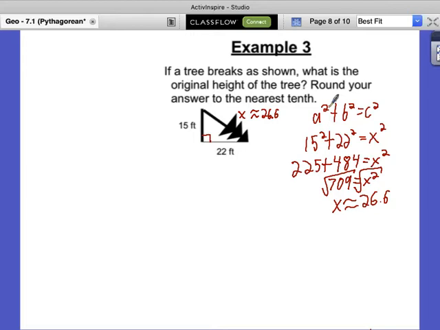Okay. So, now, what is this? Is that the original height of the tree, the 26.6? No. Whoa. No. Hold up. Hold the phone.